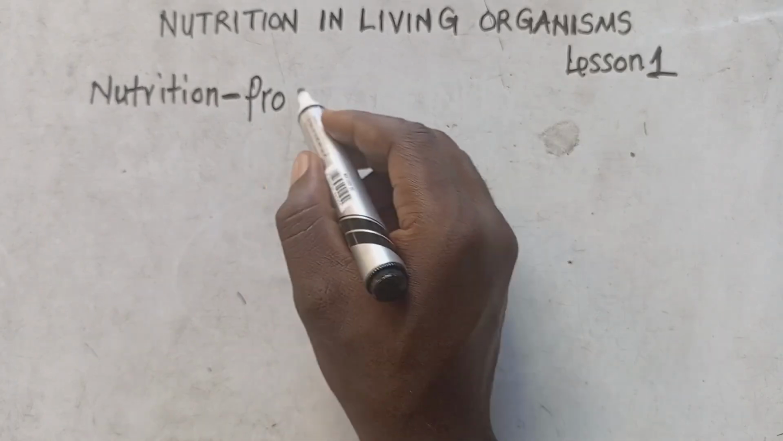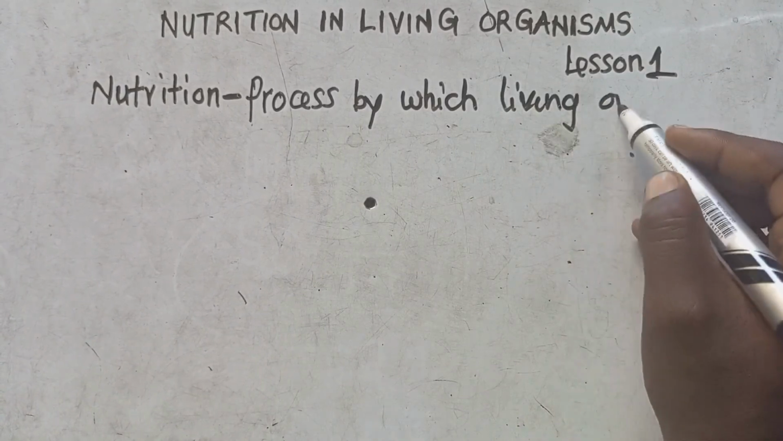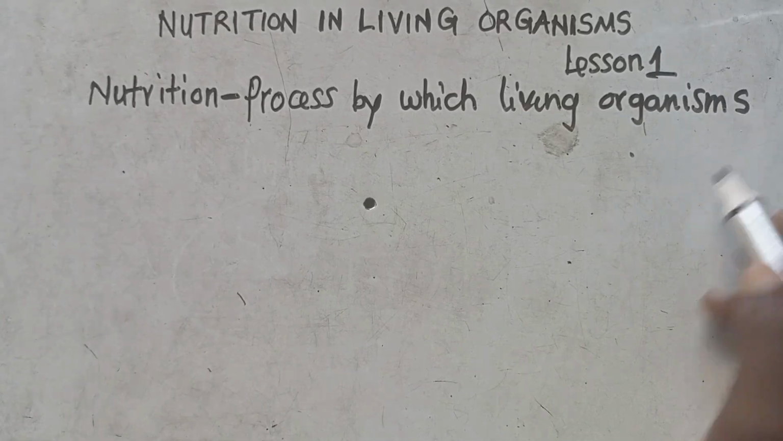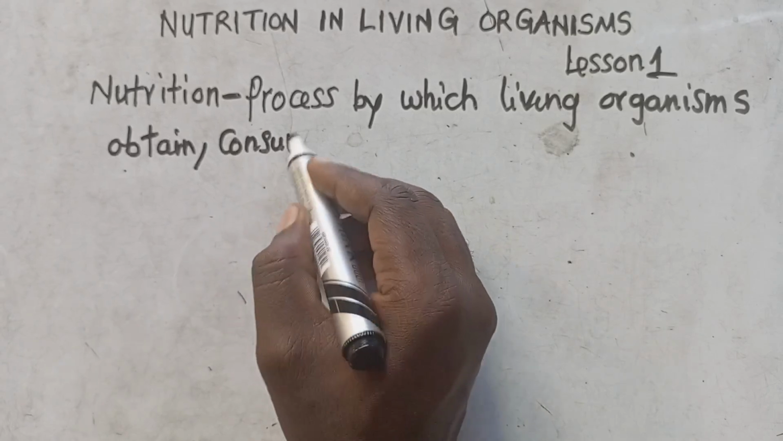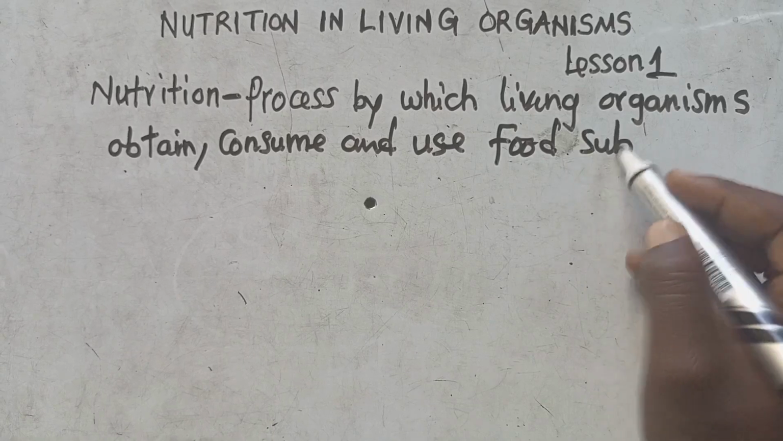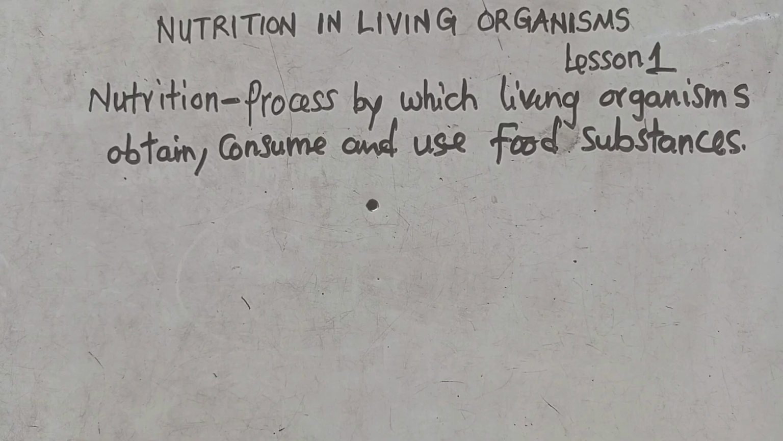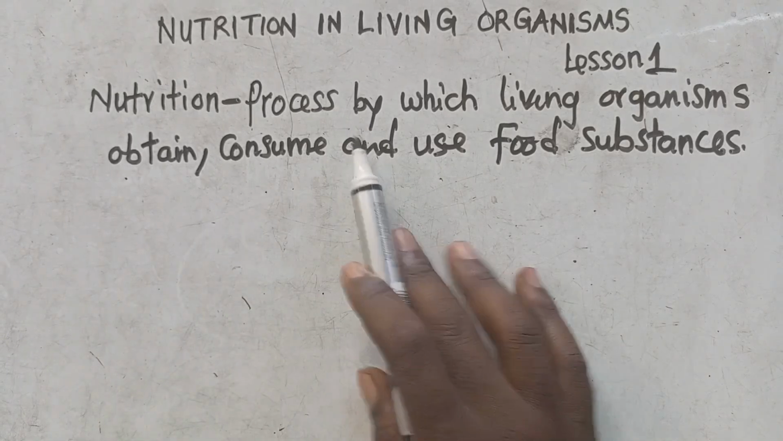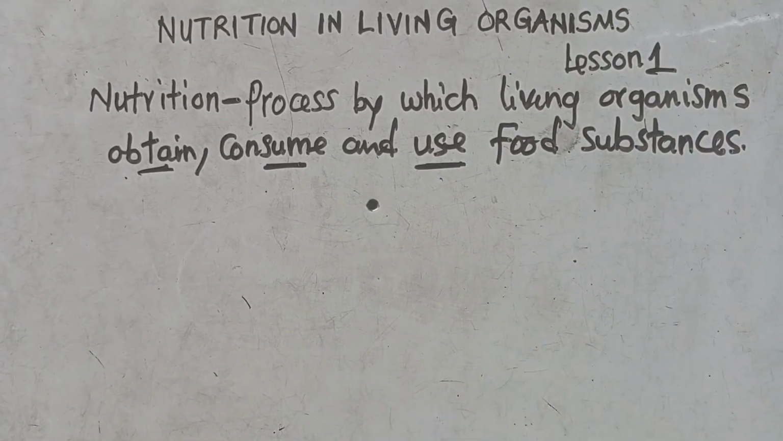So nutrition is a process by which living organisms obtain, consume and use food substances. Use what? Food substances. This is what you are supposed to know. This is what nutrition is. So if a question was to come in an exam, telling you to say, what is nutrition? You need to tell them that nutrition is a process by which living organisms obtain, consume, and use food substances.